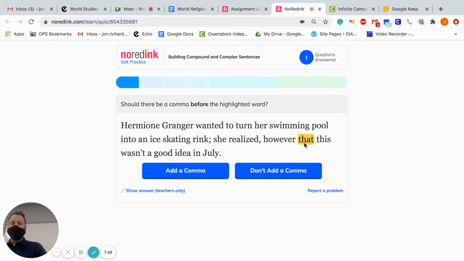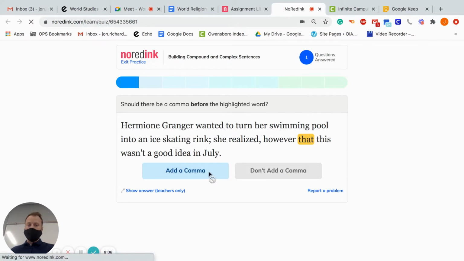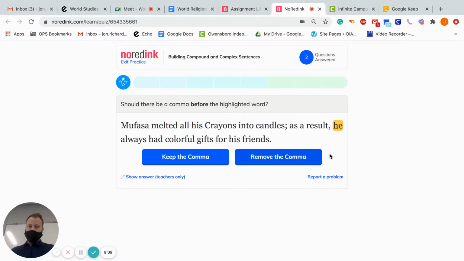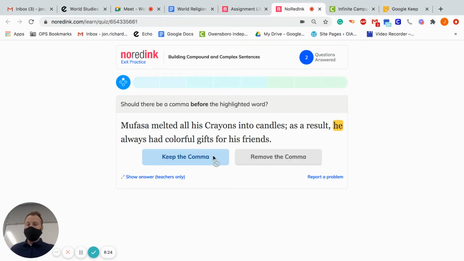All right, now we have another one. Okay, is that our Thamos? No. However, is our Thamos, and it is in the middle of a sentence. She realized this wasn't a good idea in July. It's in the middle of a sentence, so it should be surrounded by commas. So we want a comma before that. Add a comma. All right, so he is not our Thamos. It is as a result that is our Thamos. Okay, it's at the very beginning of this sentence. So it should have a comma at the end of the Thamos. So yes, we keep the comma.